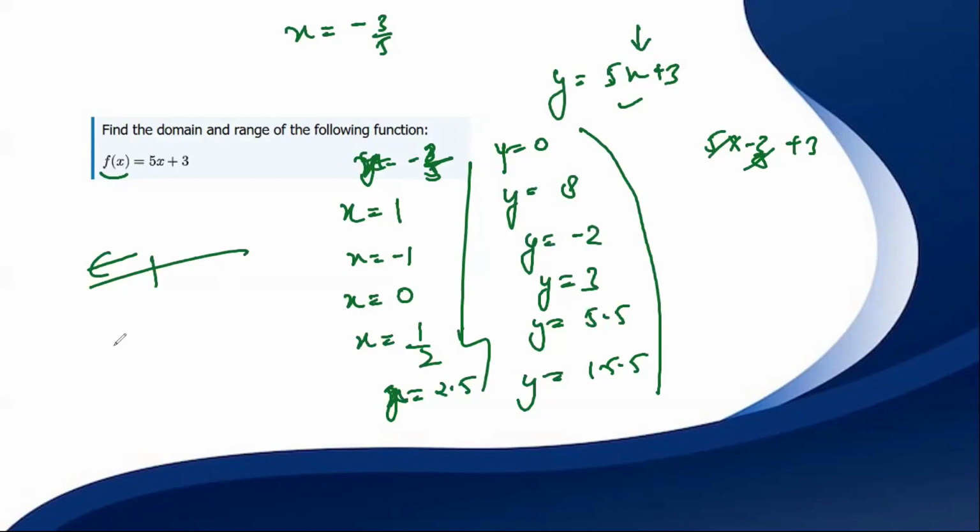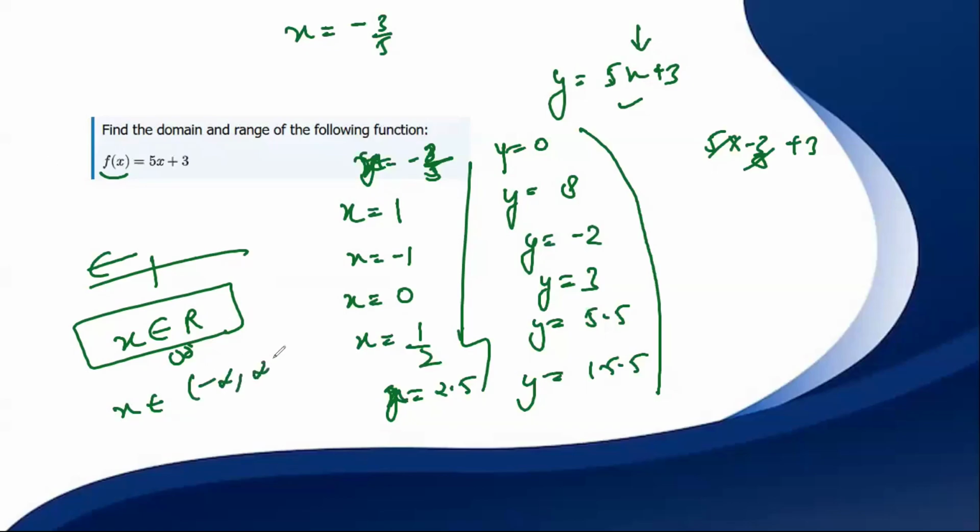So it means for the domain I can put everything. My x belongs to R, meaning I can put x as any real number. Or you can write the domain as x belongs to minus infinity to infinity, because there is no minimum or maximum value, I can put anything. So this is my domain, right?